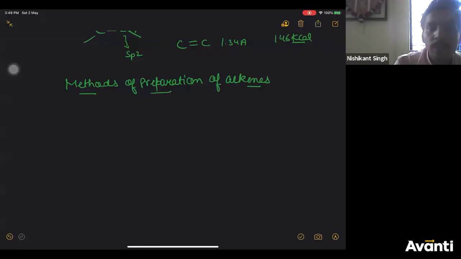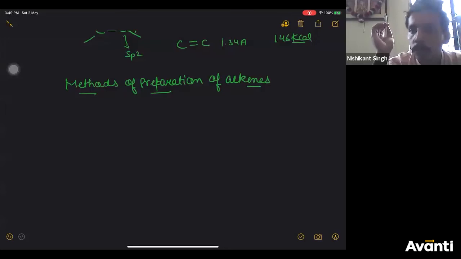Now, methods of preparation of alkenes. Tomorrow, your test will be according to the schedule sent on your group. I think there is only a maths test tomorrow. That is statistics, as far as I remember.